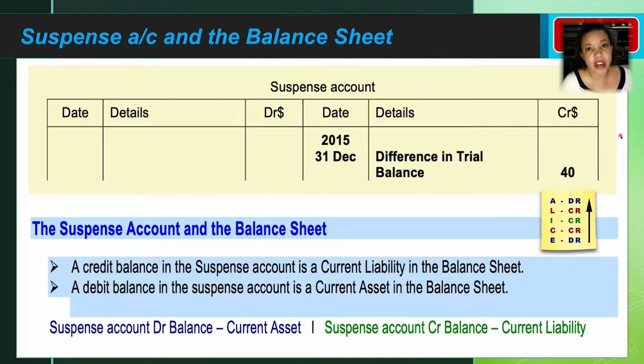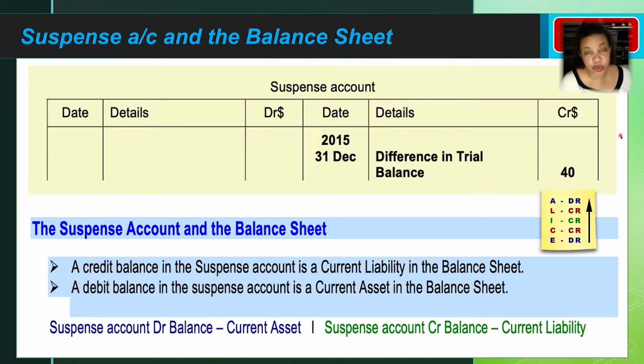Now, it is really simple. Suspense account is either a current asset or a current liability. Why current? Because remember, it's temporary. It is a temporary account. So we have to find those errors. How do we know whether it's a current asset or a current liability? We follow the double entry rules.